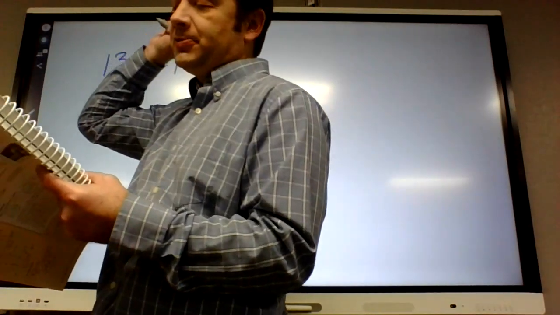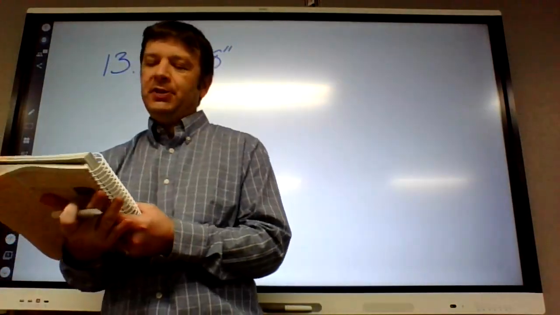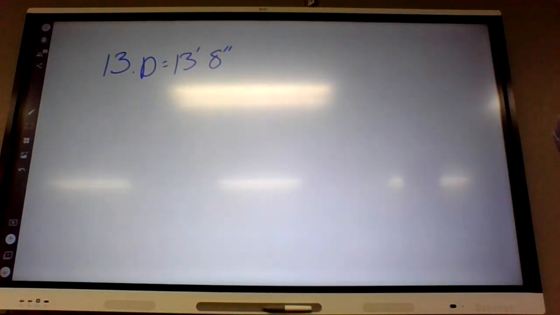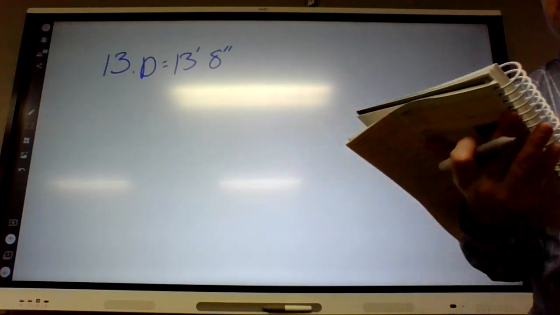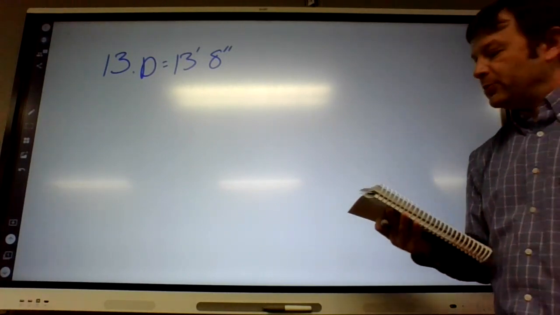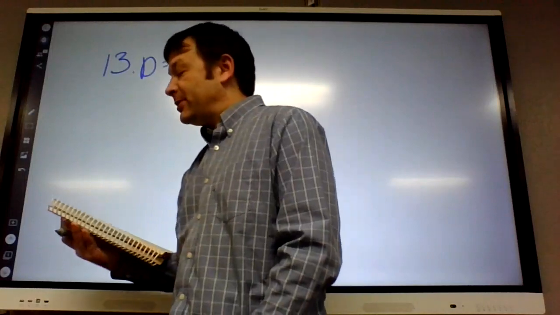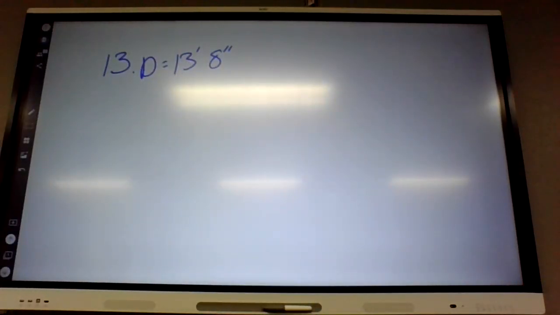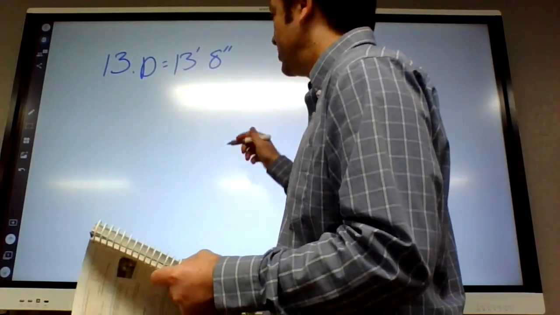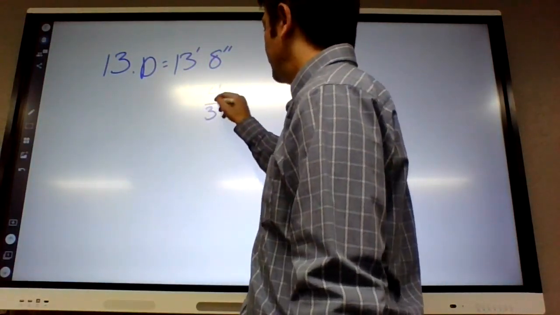Is a spherical tank with a diameter of 13 feet 8 inches best classified as a 1250, 2500, 7500, 10,000, or 100,000 gallon tank? Side note, 1 cubic foot holds about 7.48 gallons. So what we need to do is find the volume in cubic feet, convert it to gallons, and then answer what's the best description of the size of the tank. Still doing volume: 4/3 pi r cubed.